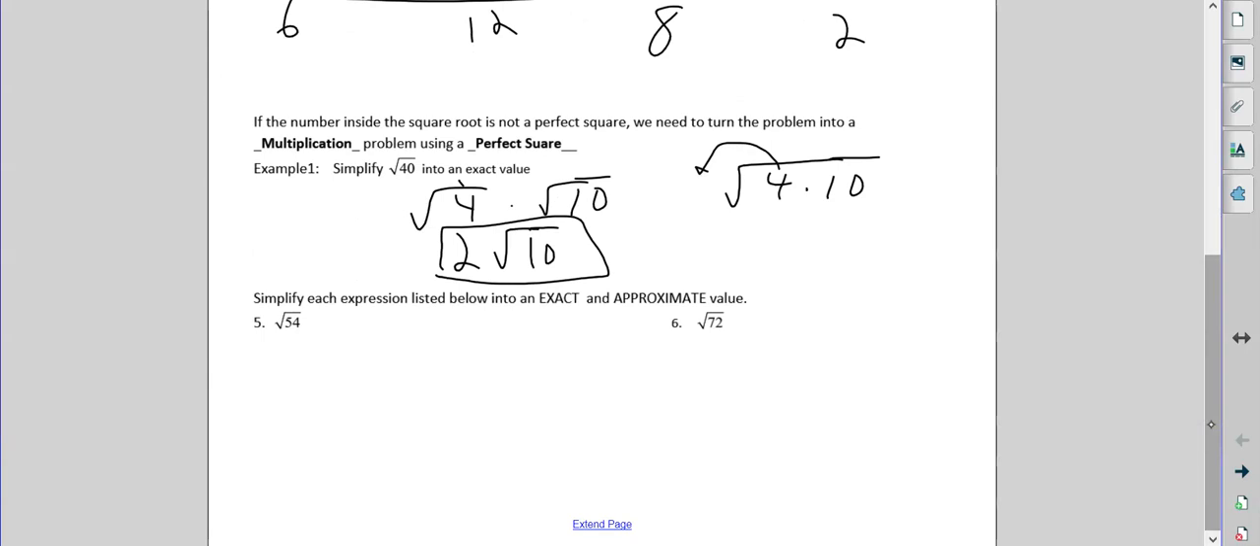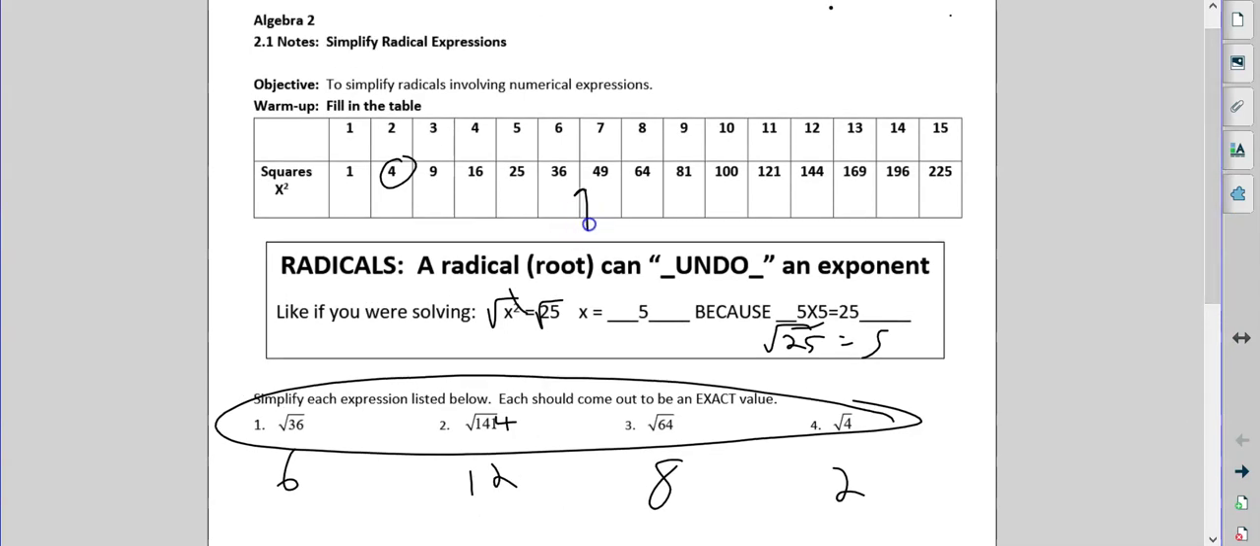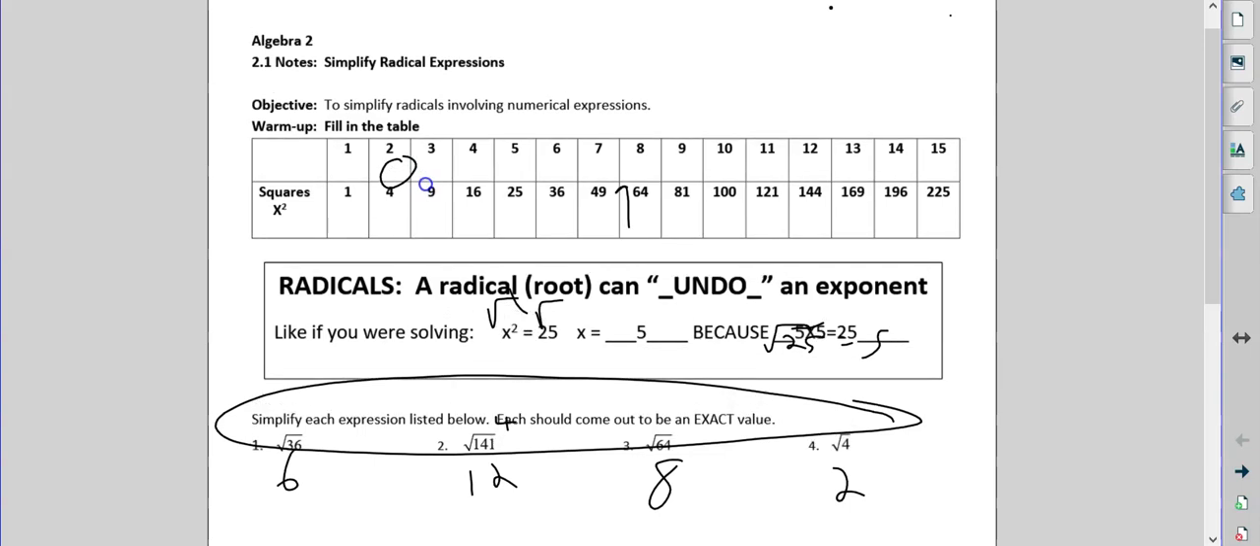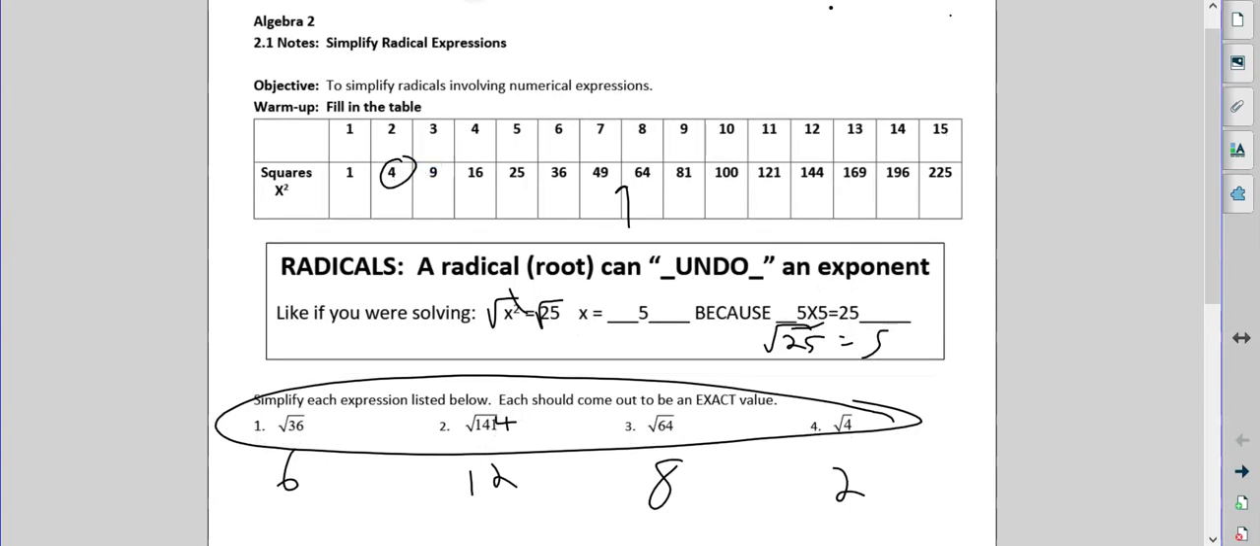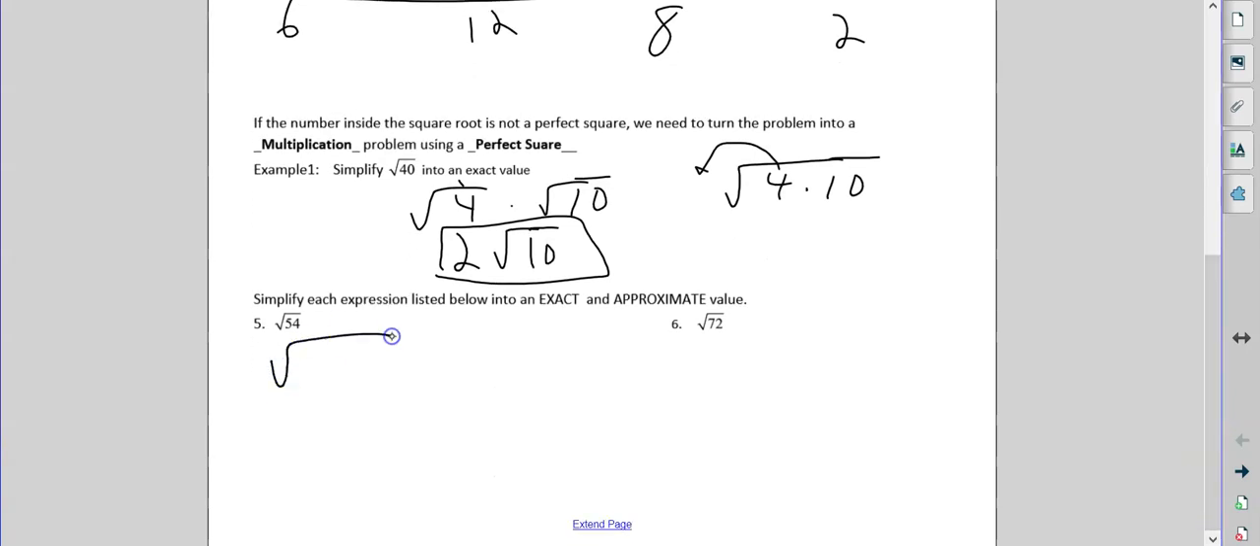All right, so now we're going to look for numbers that go into 54. Okay, so we go back to our chart, find where 54 would be, which would be right here in between those two numbers, and find the biggest number that goes into 54, and that would be 9. Okay, this would be 9 times 6 is 54. The 9 is going to come out. The square root of 9 is 3, and the 6 stays inside.